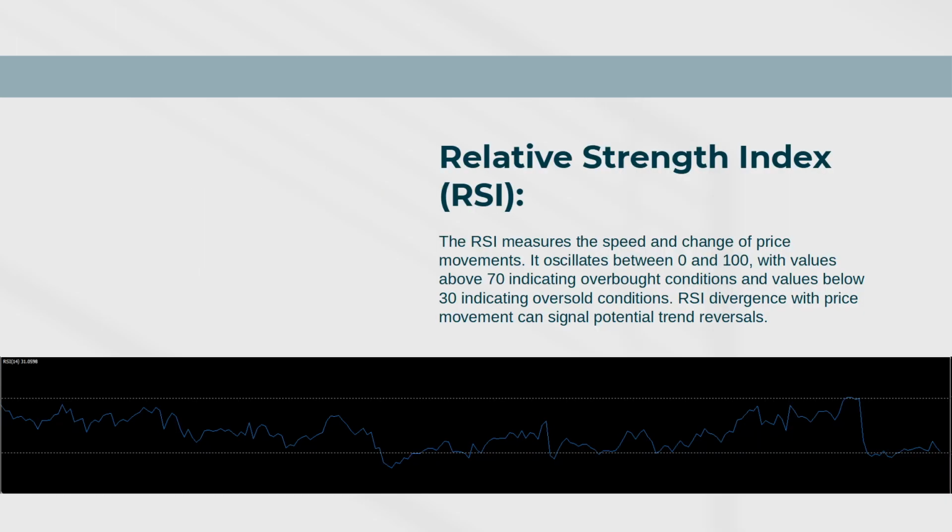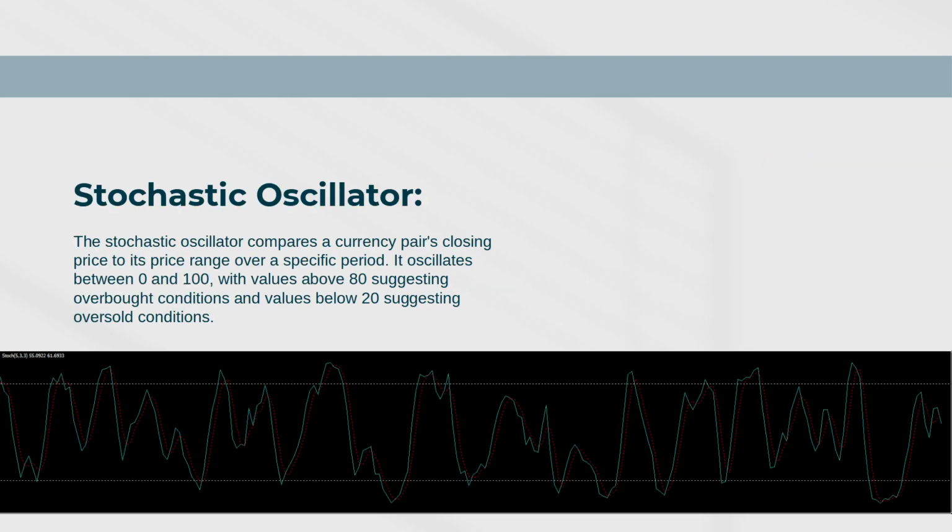Popular oscillators. Relative Strength Index, RSI. The RSI measures the speed and change of price movements. It oscillates between 0 and 100, with values above 70 indicating overbought conditions and values below 30 indicating oversold conditions. RSI divergence with price movement can signal potential trend reversals. Stochastic Oscillator. The stochastic oscillator compares a currency pair's closing price to its price range over a specific period. It oscillates between 0 and 100, with values above 80 suggesting overbought conditions and values below 20 suggesting oversold conditions.